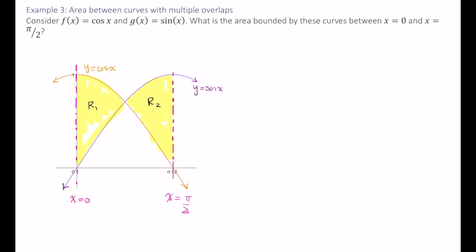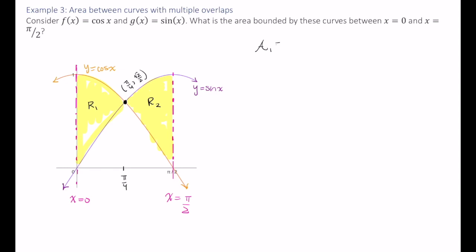And now what's left to figure out is where do these intersect? So take a moment and see if you can figure this out. You should have this memorized from either your pre-calculus course or your trigonometry course. Okay, this intersection is at pi over 4, and this point here is pi over 4, comma, root 2 over 2. Now let's go ahead and set up the integral for our area.